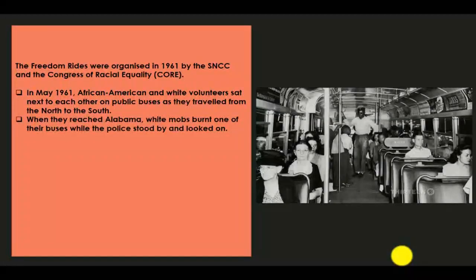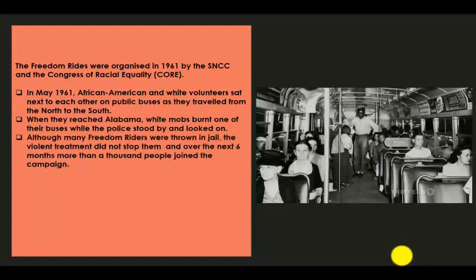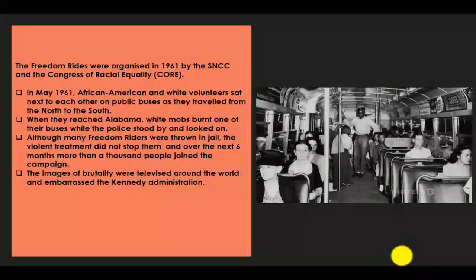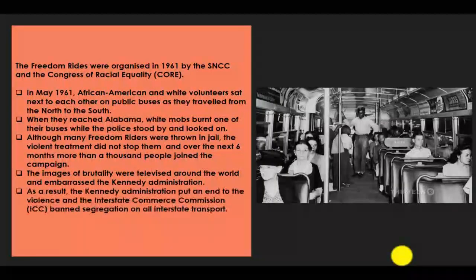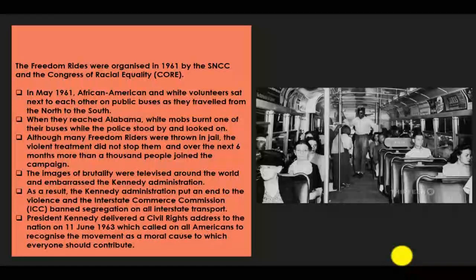And when they reached Alabama, white mobs burnt one of the buses while the police stood by and looked on. Although many freedom riders were thrown in jail, the violent treatment did not stop them, and over the next 6 months, more than 1,000 people joined that campaign. The images of brutality were televised around the world and embarrassed the Kennedy administration, and as a result, the Kennedy administration put an end to the violence, and the Interstate Commerce Commission banned segregation of all interstate transport.